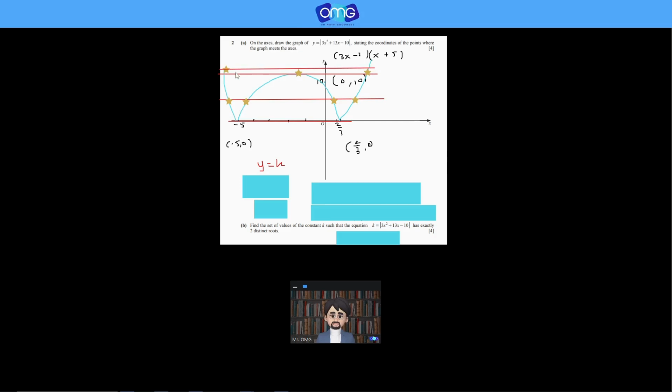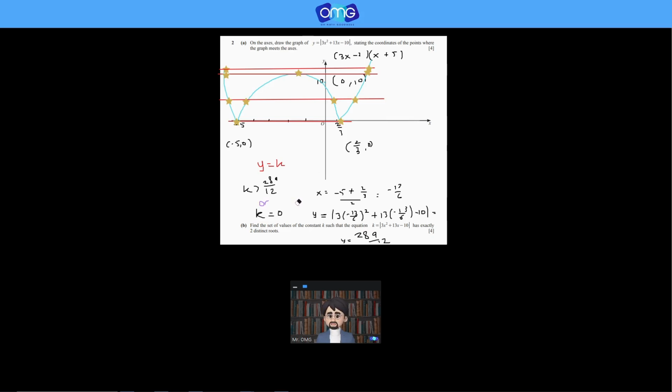Understand? So to find 2 roots, we need to find the maximum point, and the maximum point is when it's the middle. So minus 5 plus 2 over 3, divided by 2, that will be minus 13 over 6. That's the middle. We put that into the equation, and we get 289 over 12. So k needs to be greater than 289 over 12. Is there any other? Yes, it's the most bottom, where y equals 0. So k equals 0. Then that's the answer.